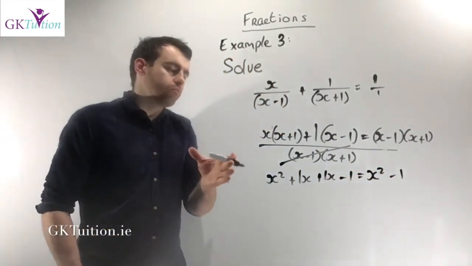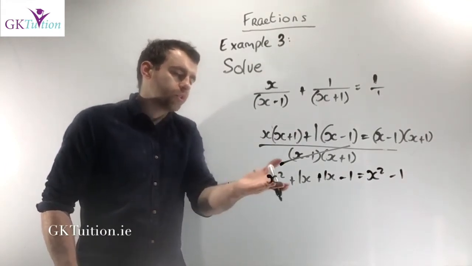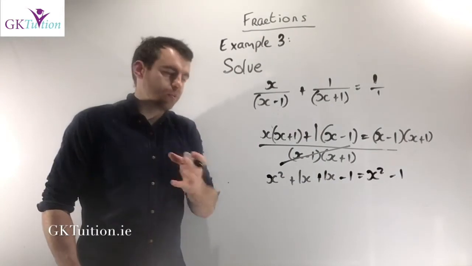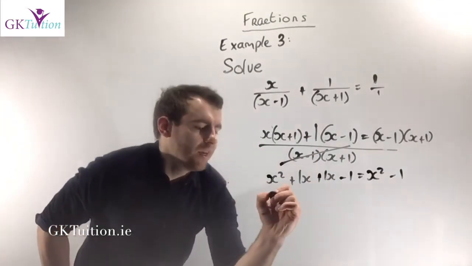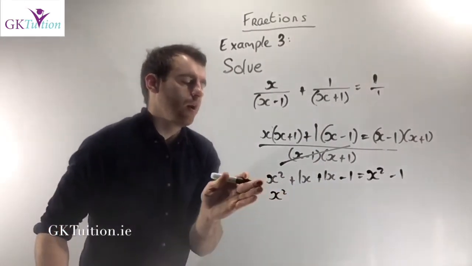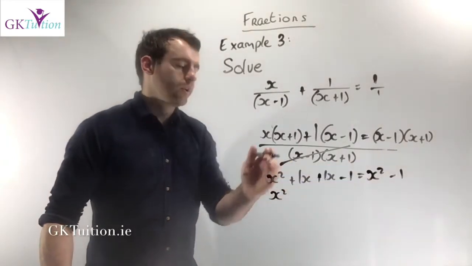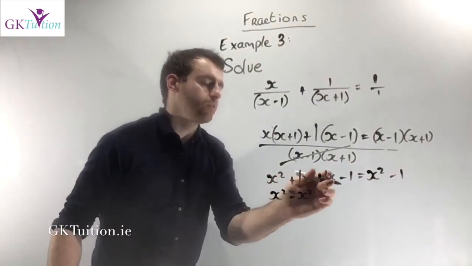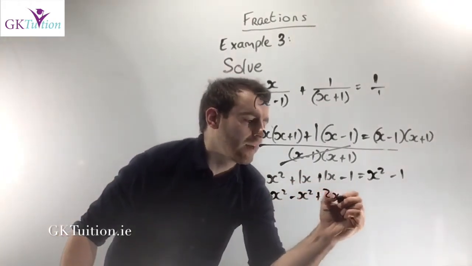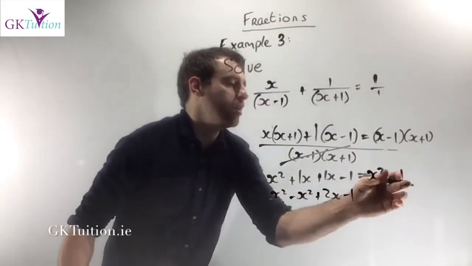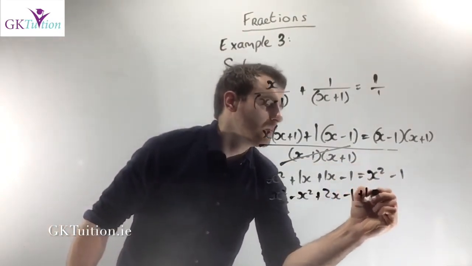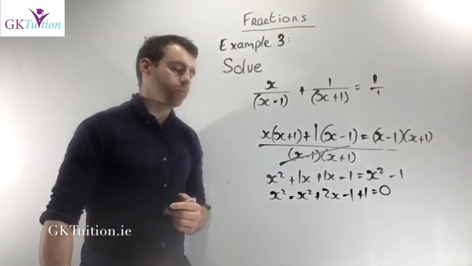You should now move all of your terms to one side. If you have an x squared, an x, and a number, I want your instinct to be to move everything to one side. Except in this case, something strange is going to happen. I already have an x squared here. When I bring this across, I'm going to get a minus x squared. I have 1x plus 1x, and that gives me 2x. And I've got minus 1. When I bring this minus 1 across, it's going to become a plus 1. So I've moved everything across, which means it's equal to 0.